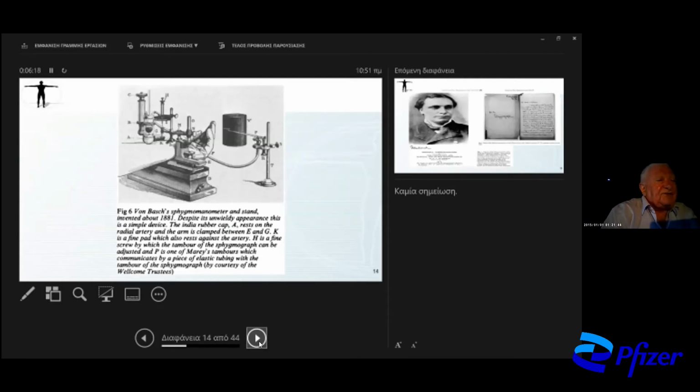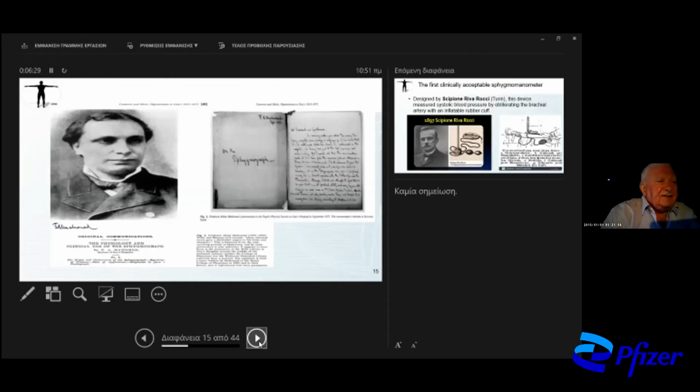This is a von Basch manometer. Looks complicated, but it's not very complicated. And it records the measurement. This is Mohammed, a famous physician in England at that time. He wrote a book called The Sphygmograph. And here you see the picture. It was quite famous in the field at that time.